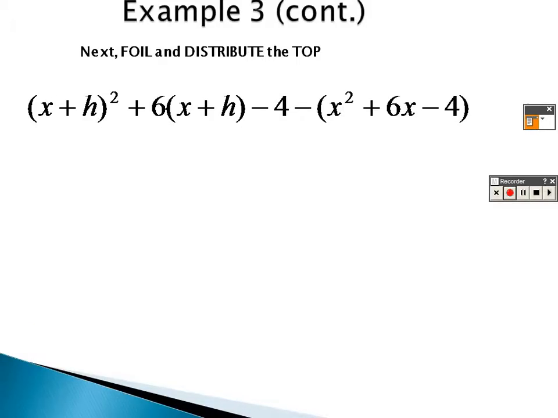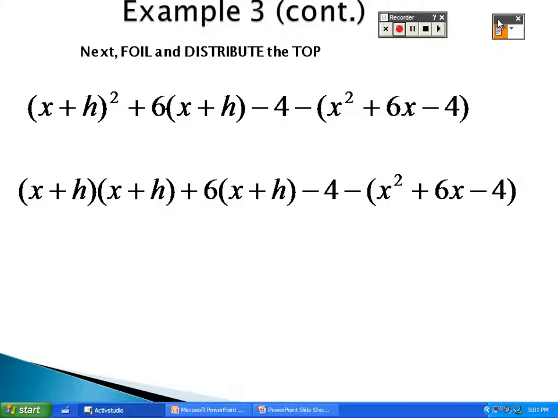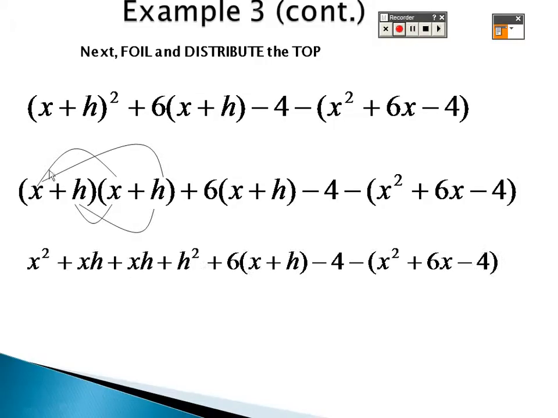So to FOIL the top, that's two of those. That negative needs to go through to both of those items. So x times x is x squared. That's xh, xh, h squared. That I can smush together and get 2xh, but here it's a 6x and a 6h.